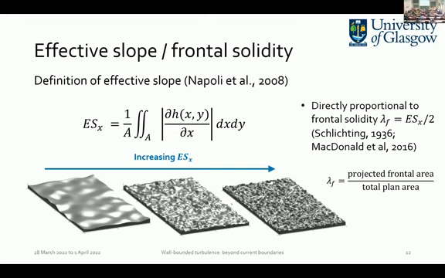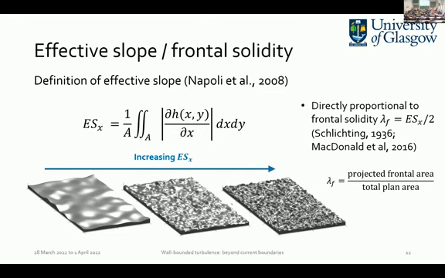And here you see just an example of surfaces which have different effective slope. So this has a high effective slope, this is a low effective slope, but otherwise they have very similar surface parameters. Now, as has been, for example, pointed out by MacDonald as well, this measure is directly related to the frontal solidity just by a factor of 1/2.